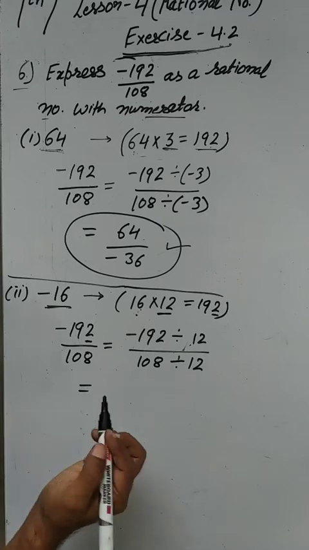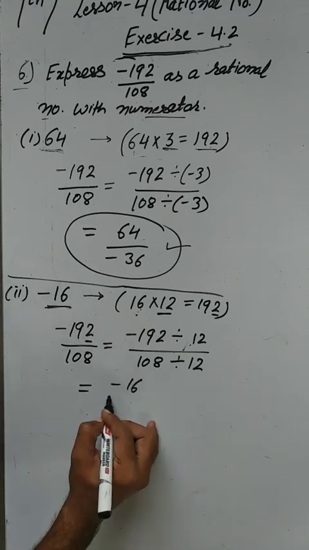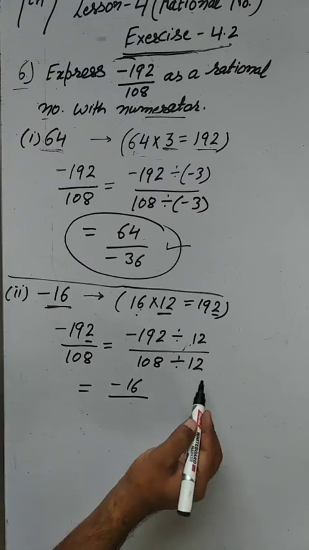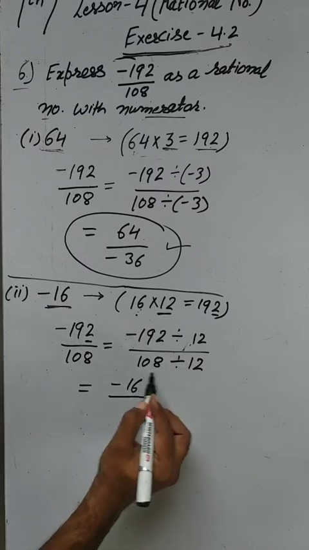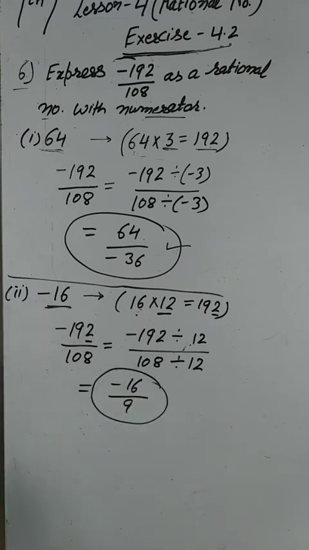Understood? Now 192 divided by 12 is minus 16. And 12 nines are 108, so 108 divided by 12 is 9. This is your answer. Clear, beta?